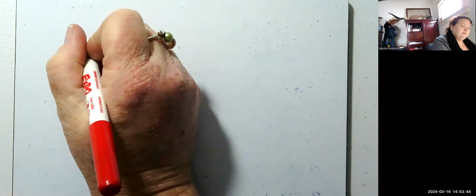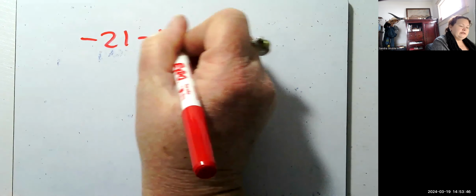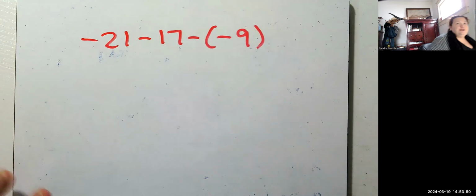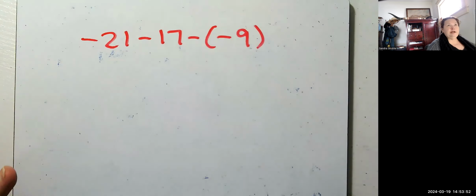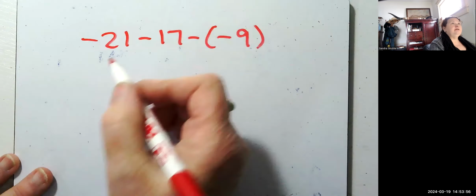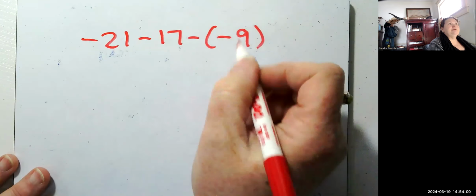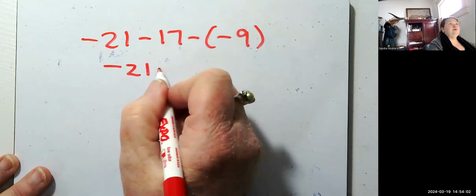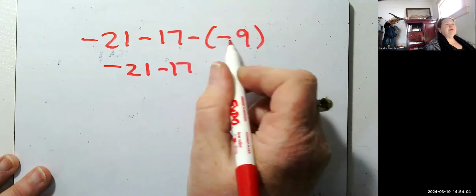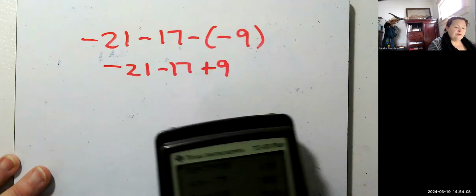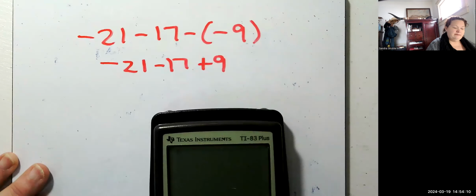The next question was negative 21 minus 17 minus negative 9. Again, a lot of you used your calculator for this. Just be very careful. The calculator, again, is only going to do what you tell it. First thing I have to do is a multiplication. We've got the negative times a negative. So negative 21 minus 17. Negative times a negative is a positive 9. All right, now we have negative 21 minus 17.